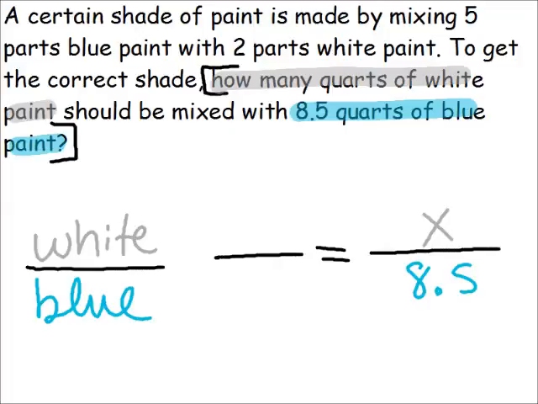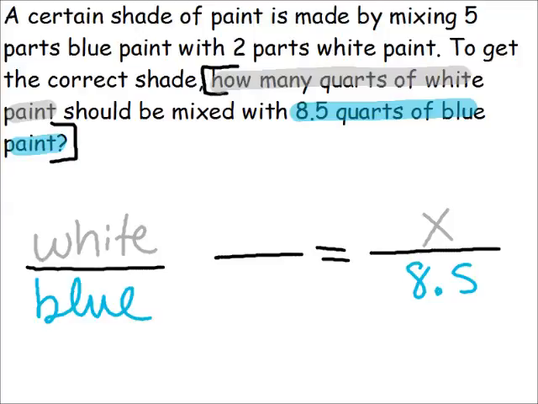Looking at the question, we know we're looking for how much white paint is needed to mix with 8.5 quarts of blue paint. So we know we're looking for white, so we have an X on top with white, and on bottom with blue we have 8.5. Now which one goes on top or bottom is not important as long as you're consistent.